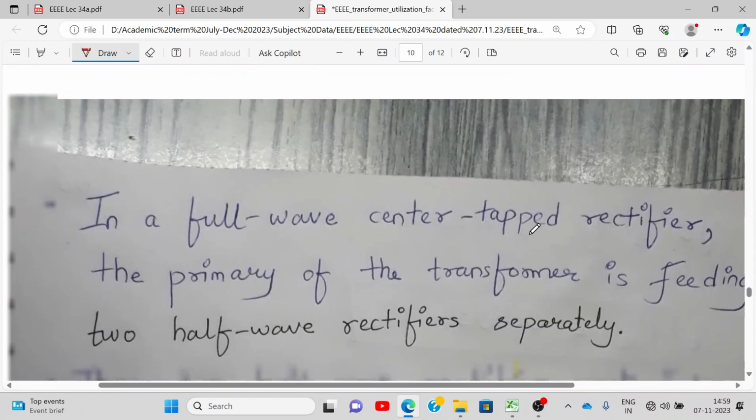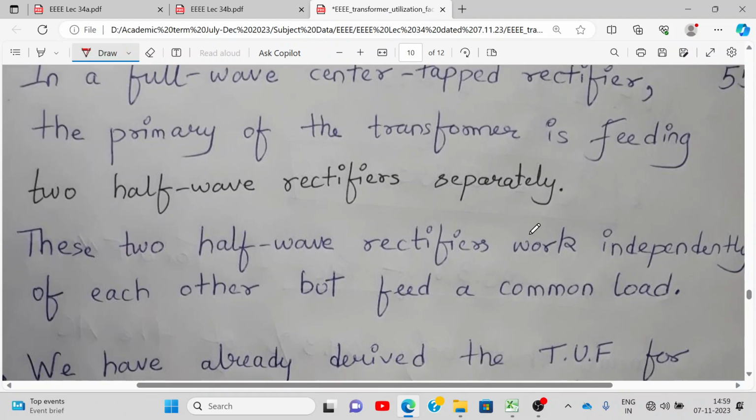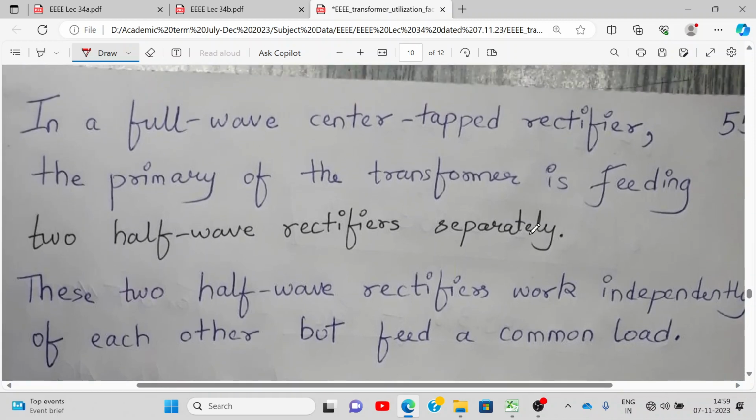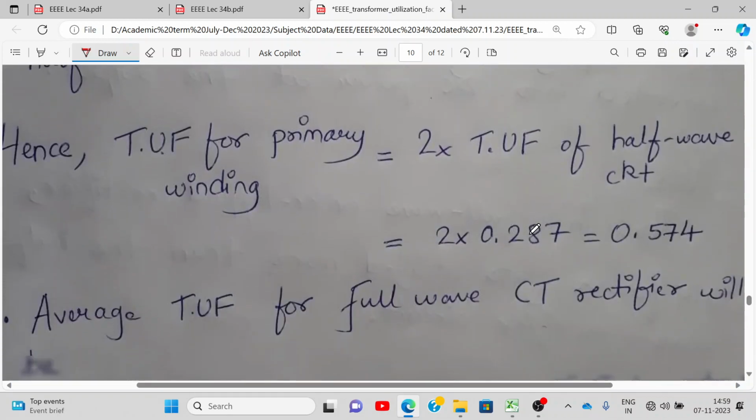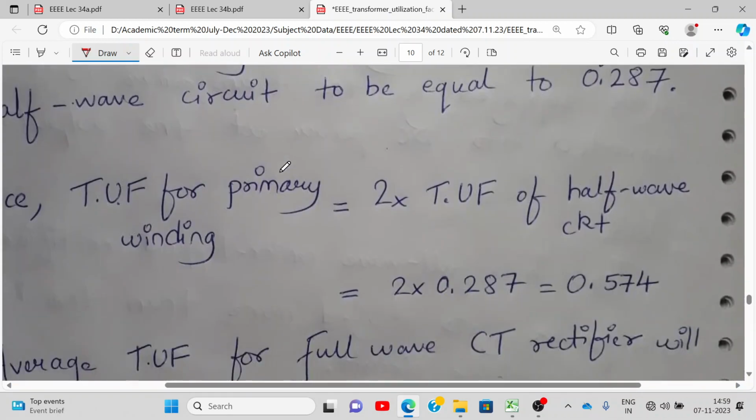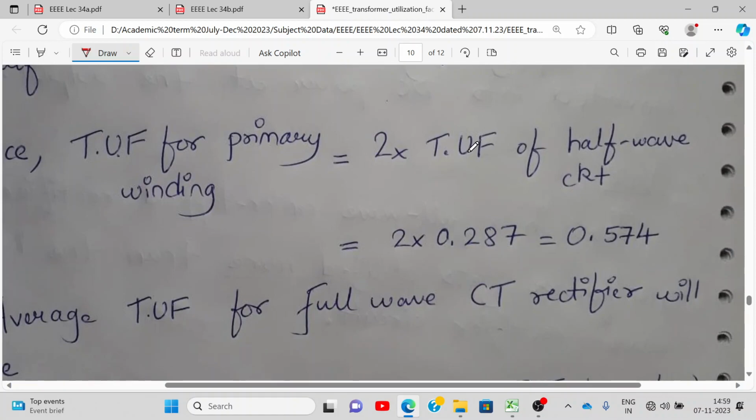Primary TUF, what do you mean by primary TUF? The primary of the transformer is feeding the two half wave rectifiers separately. So primary winding TUF is 2 times the TUF of the half wave circuit. And what is the TUF of a half wave circuit? We have found out 0.287. So it will be twice 0.287. So TUF for the primary winding will be 0.574.